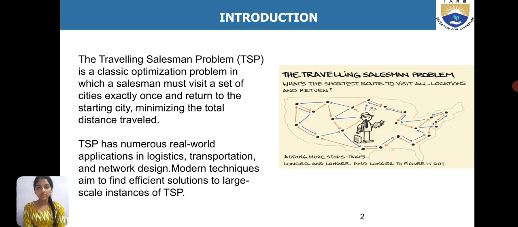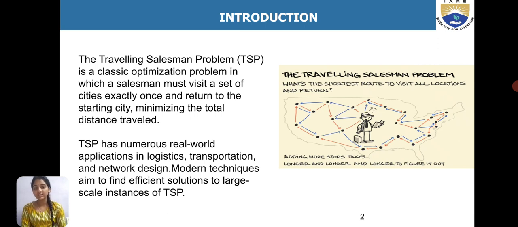Coming to the introduction, the traveling salesman problem, TSP, is a classical optimization problem in which a salesman must visit a set of cities exactly once and return to the starting city, minimizing the total distance traveled. So the salesman must visit every city exactly once and return to the starting city by reducing the total distance traveled. TSP has numerous real world applications in logistics, transportation, and network design. Modern techniques aim to find efficient solutions to large scale instances of TSP.